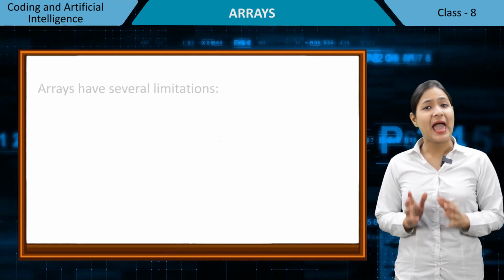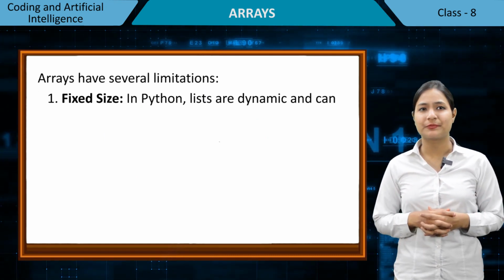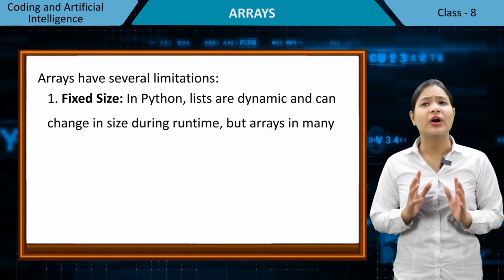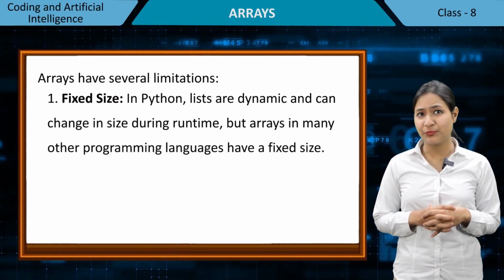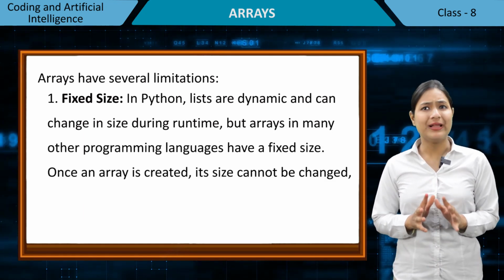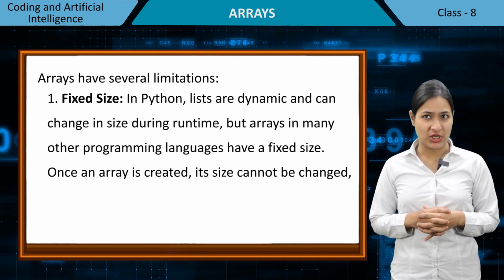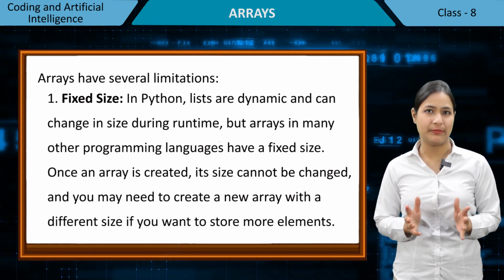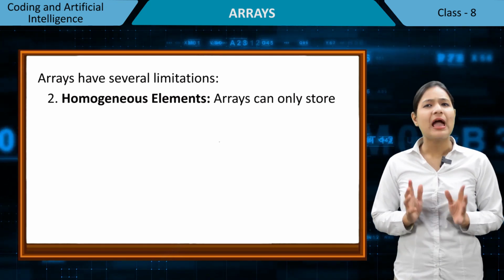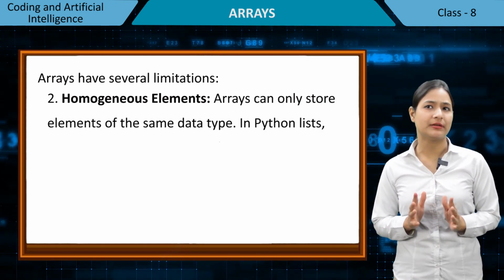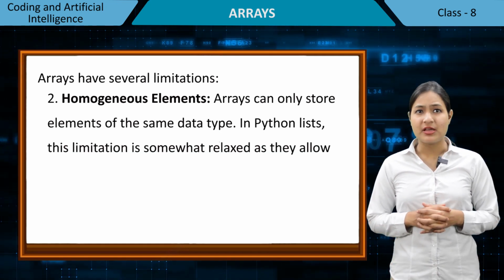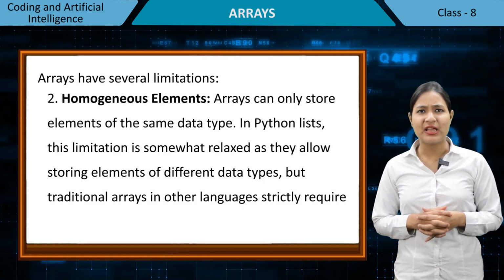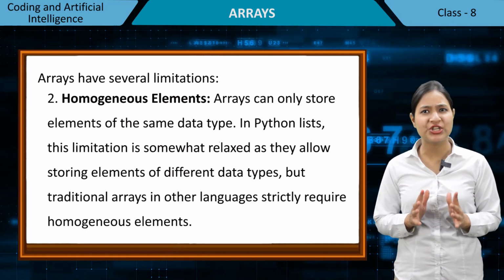Limitations of an array. Arrays have several limitations. First, fixed size. In Python, lists are dynamic and can change in size during runtime. But arrays in many other programming languages have a fixed size. Once an array is created, its size cannot be changed, and you may need to create a new array with a different size if you want to store more elements. Second, homogeneous elements. Arrays can only store elements of the same data type. In Python lists, this limitation is somewhat relaxed as they allow storing elements of different data types. But traditional arrays in other languages strictly require homogeneous elements.